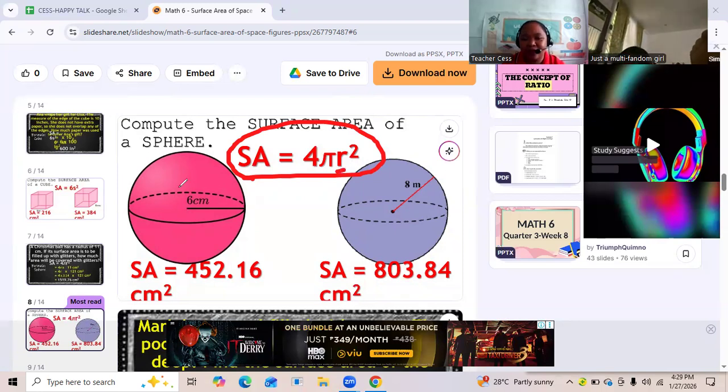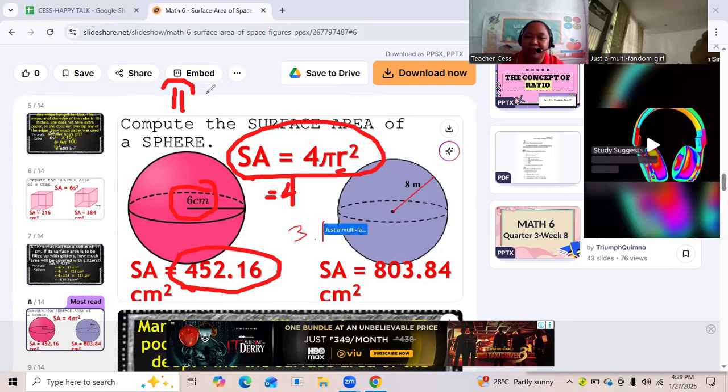So what if your radius is 6 centimeter? How will you substitute? Look at this given. I will show you how they got 452.16 centimeters squared. Do you see the screen? Okay, so let's write the 4. What is the value again of pi? Very good, that is 3.14.